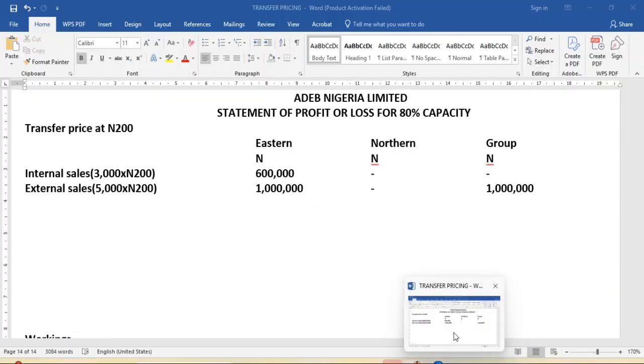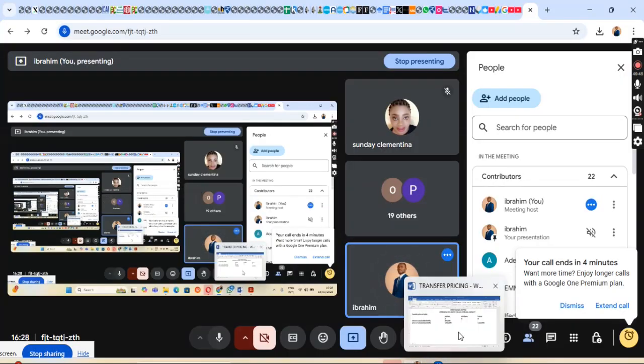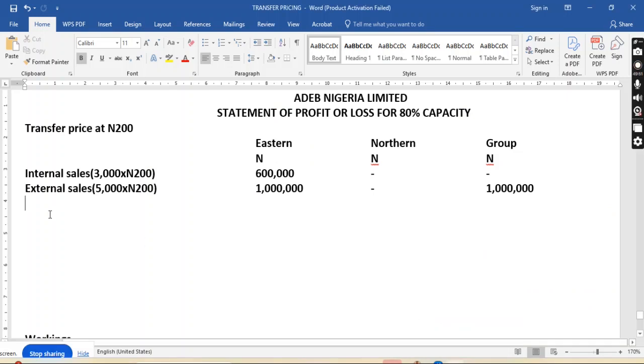Now I want to add the Northern. That is what I want to do now. I don't want to combine them. External sales for Northern, right? What is the external sales for Northern at 80%?